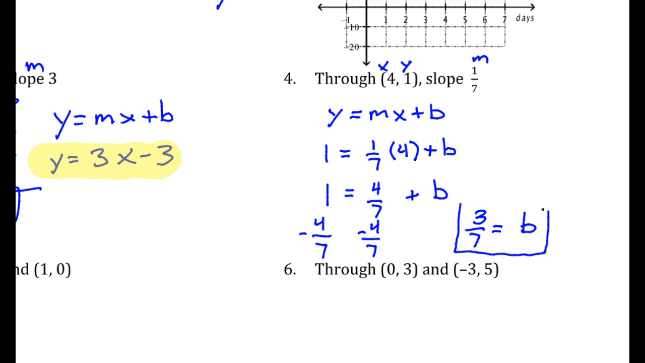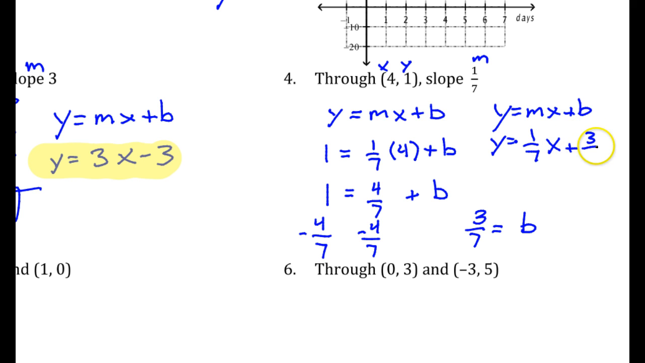Now, are we finished? No. Now we can say we know the slope, 1/7, and we know the y-intercept is 3/7. And this was the reason we needed this algebraic method, because if we tried to graph this, we couldn't look at a graph and say, oh yeah, that goes across the y-axis at 3/7.